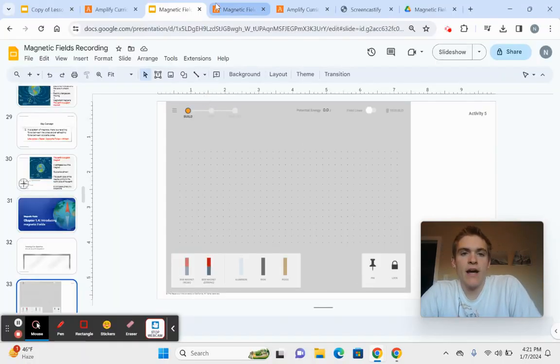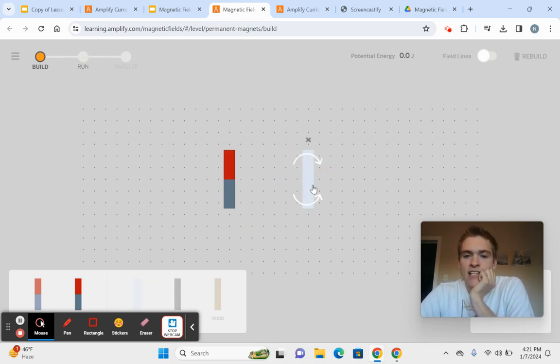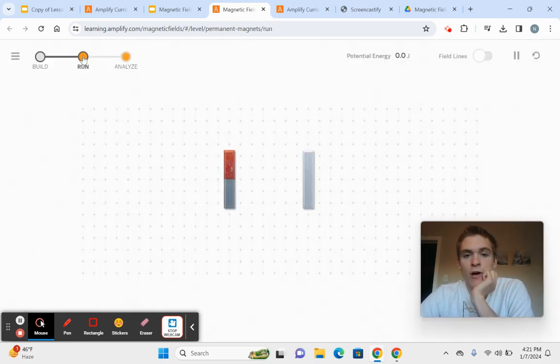So we're going to return back to the simulation. I'm going to take out one of these magnets, and I have aluminum, iron, and wood down here. So I'm going to put aluminum right next to here. And let's make a prediction. Do you think aluminum is magnetic? When I run the simulation, nothing happened. So we have learned that even though aluminum is next to this magnet, it's not magnetic.